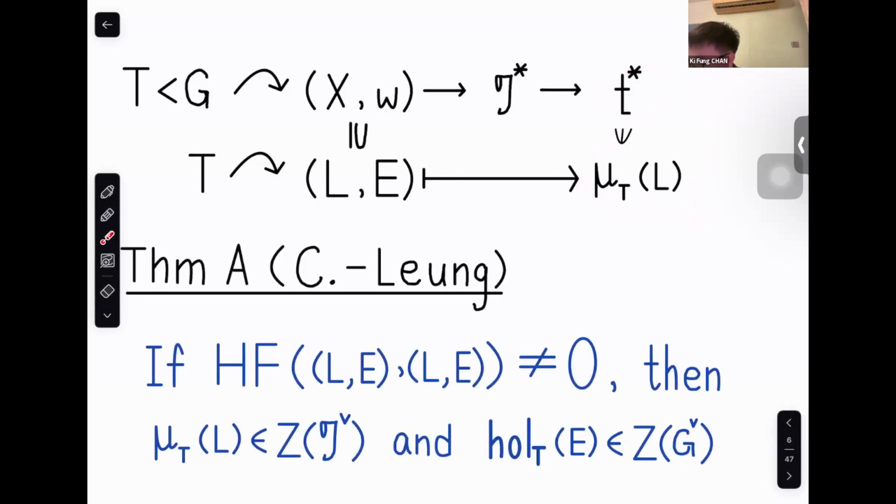So let me go to the theorem. The theorem says that, suppose we have a Lagrangian brane, and suppose the Floer cohomology of this Lagrangian brane is not equal to 0. Then there are two consequences. One is that the moment map value is contained in the center of the Langlands dual group. And the second is that the holonomy of E is also in the center of the Langlands dual group. I will explain the terminology.